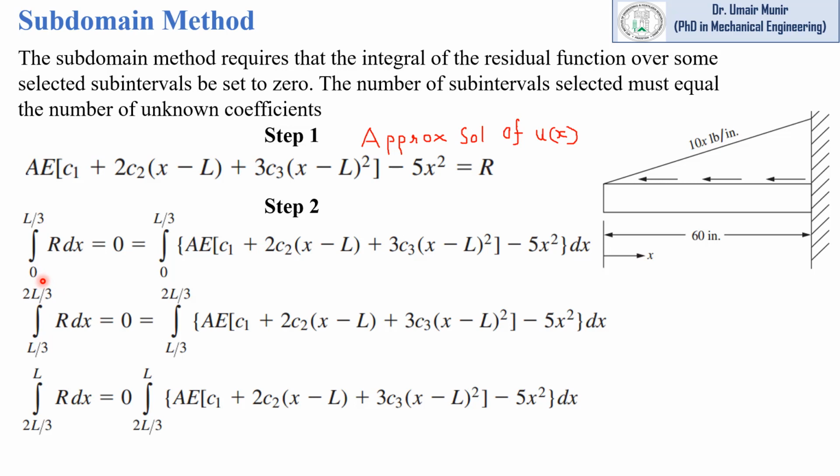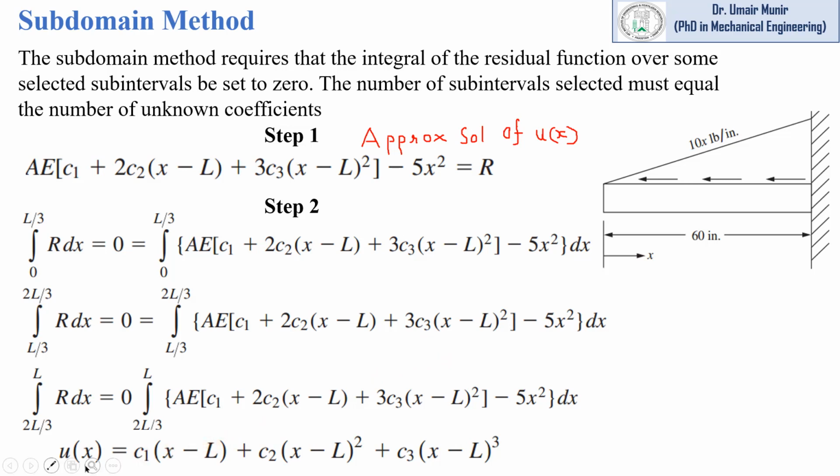The first subinterval will be from 0 to L/3. The second subinterval is from L/3 to 2L/3, and the third subinterval will be 2L/3 to L. And we will put these three integrals equal to 0. So after solving these three integrals, we will get three equations, and we have three unknowns C1, C2 and C3. By solving the three equations simultaneously, we will get the values of C1, C2 and C3.